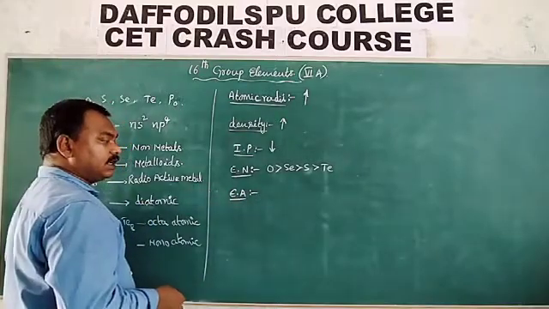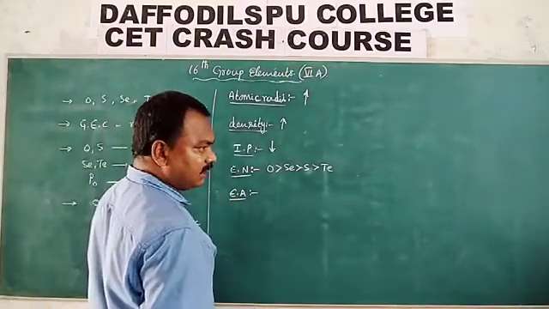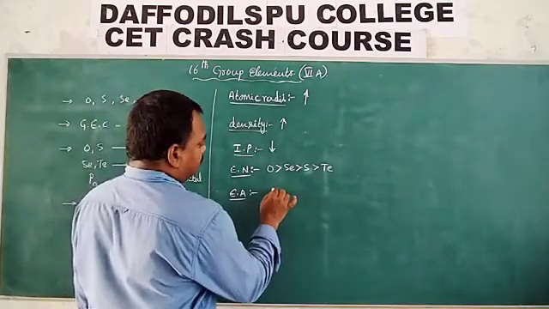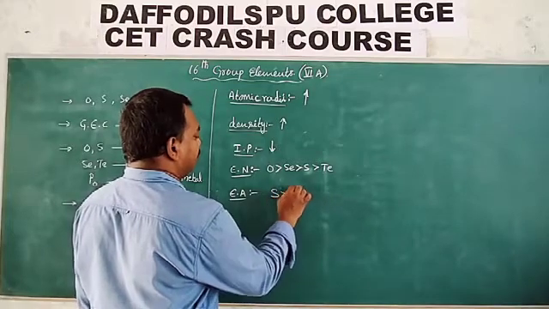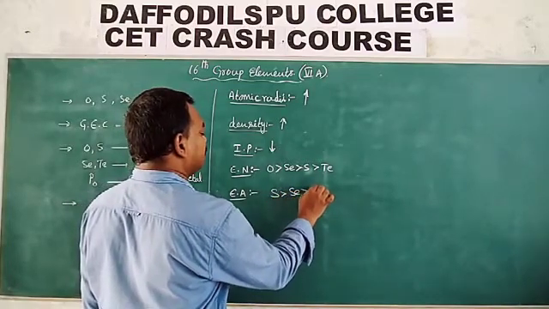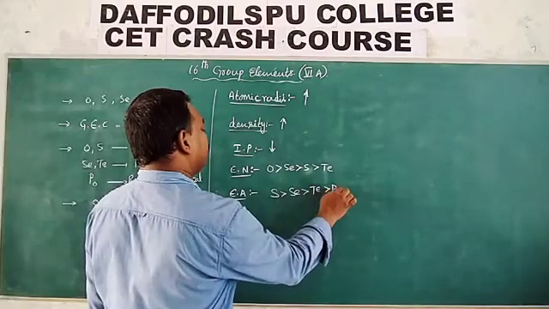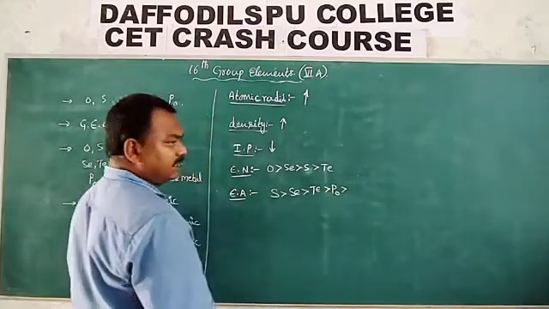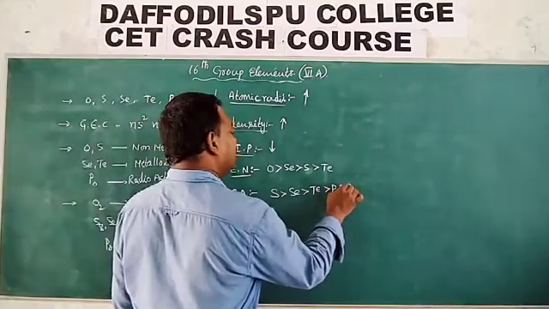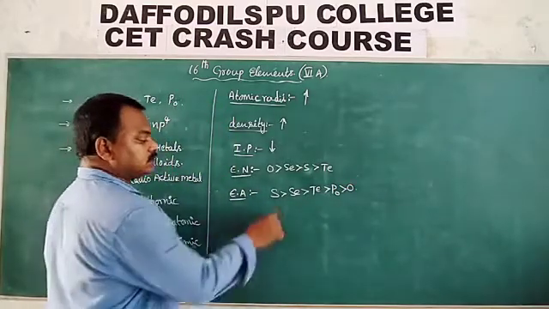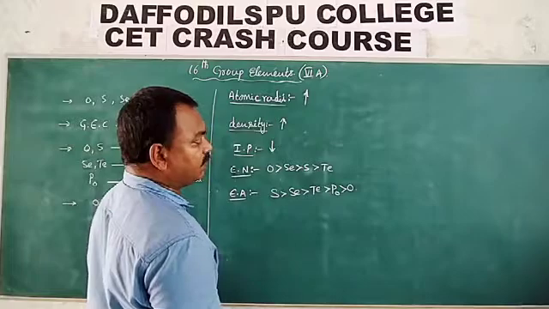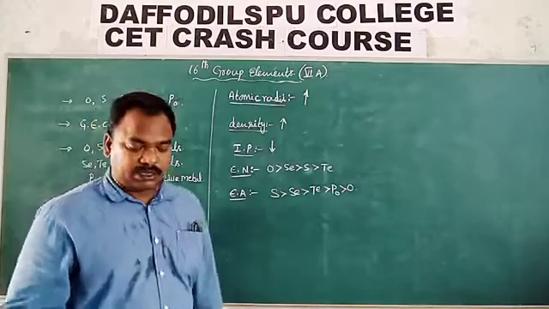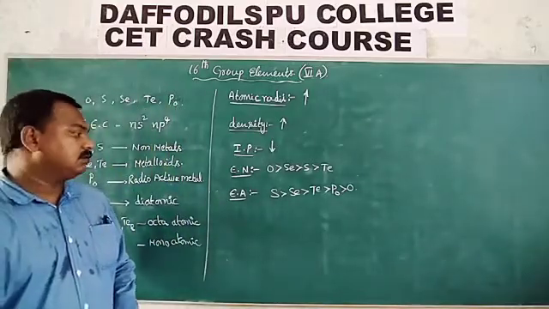Next, look at the electron affinity or the electron gain enthalpy. The electron gain enthalpy order is sulfur greater than selenium greater than tellurium greater than polonium greater than oxygen. If you want to include polonium, just write it down, otherwise eliminate polonium. This is the electron affinity order, the electron gain enthalpy order.